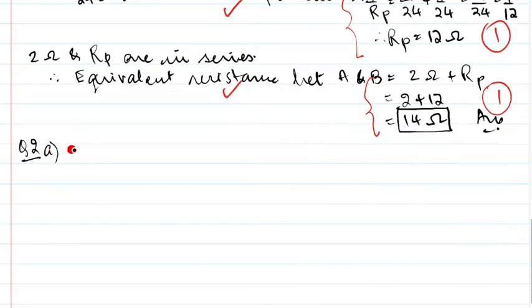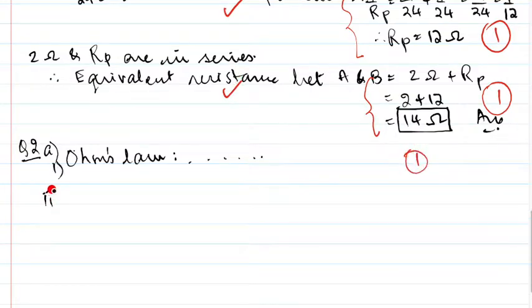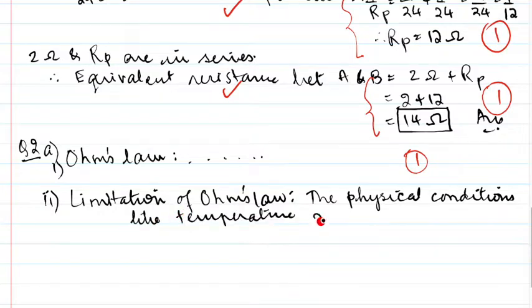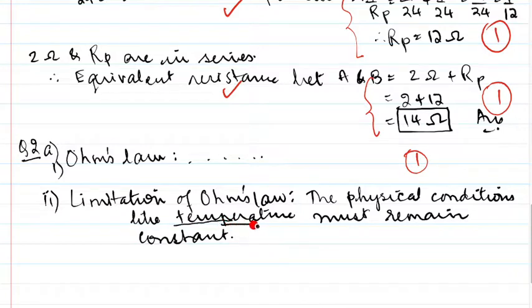Question 2a says state Ohm's law. Now Ohm's law you have to know by heart. Take it from any textbook, and that will be for your 1 mark. The second part says state the limitation of this law. So right over there, limitation of Ohm's law. We will say that the physical conditions like temperature must remain constant. Underline temperature and remain constant.